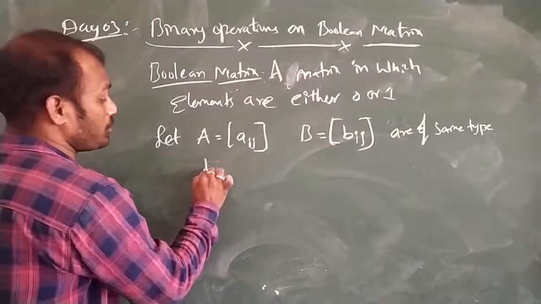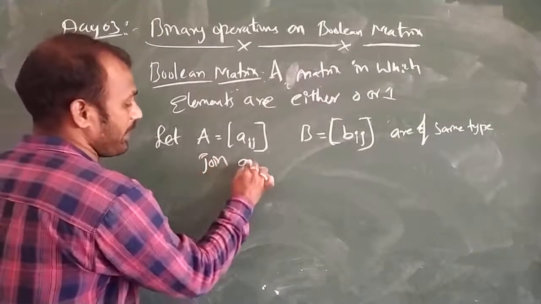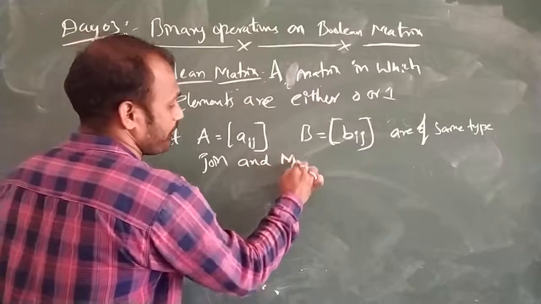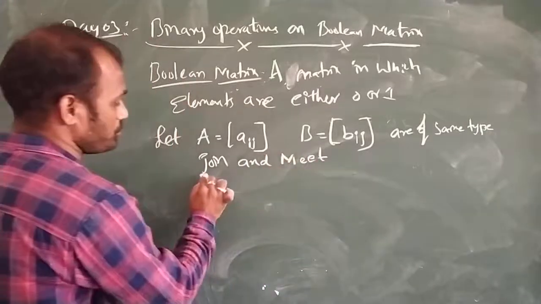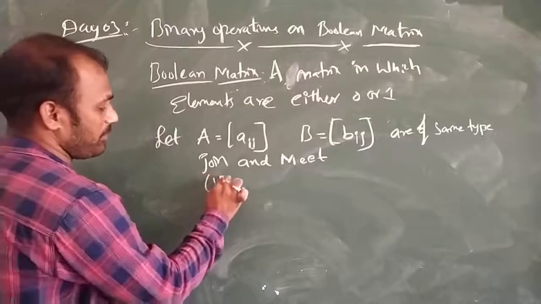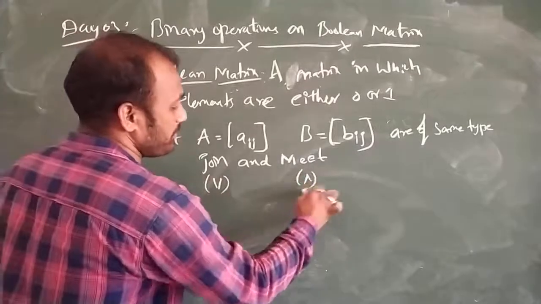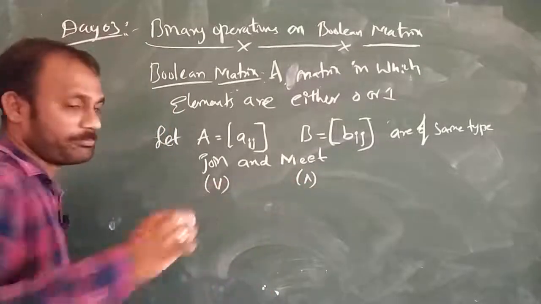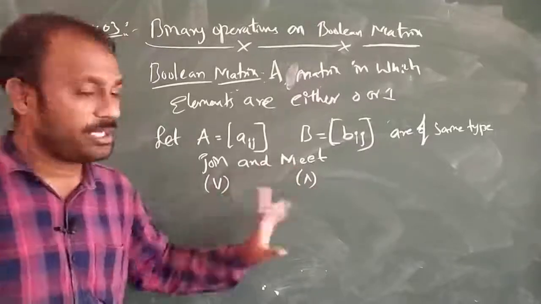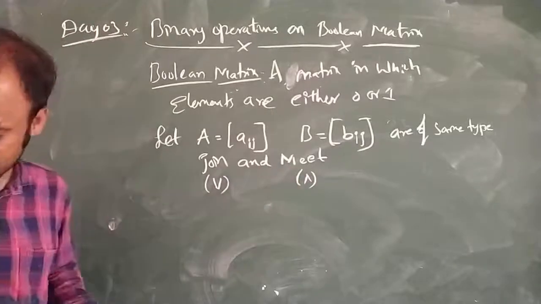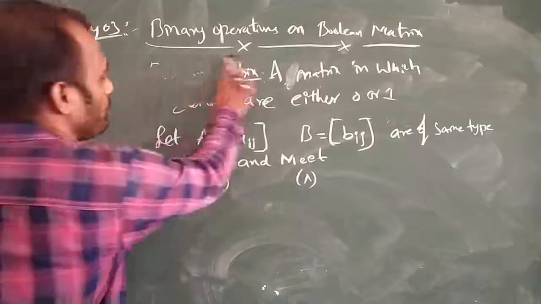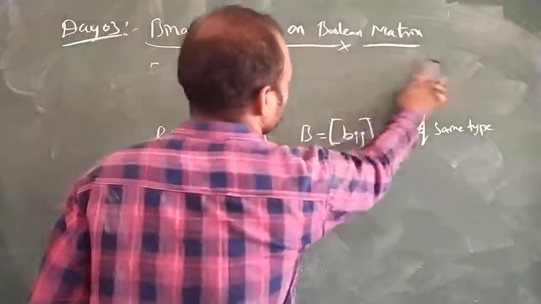Then, these are two matrices of the same type, so we can get two functions: one is join and the other is meet. Join is represented by V and meet is represented by the reverse of V. So this is the join symbol and this is the meet symbol. Now let us define the join.